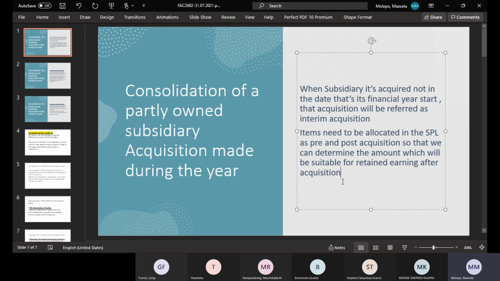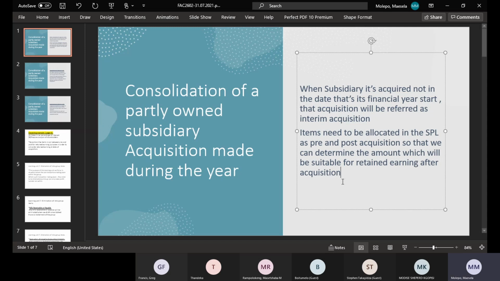So first we have to check the date of the acquisition so that we are able to do the proportion, whether it will be 3 months, 6 months, 9 months, or 7 months, depending on the date when the subsidiary was acquired. So let's have an introduction on page 691, paragraph 6.1.